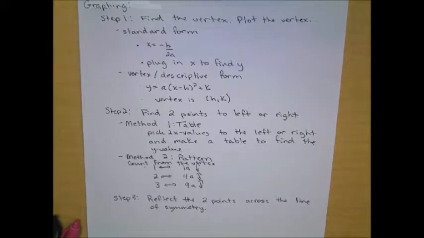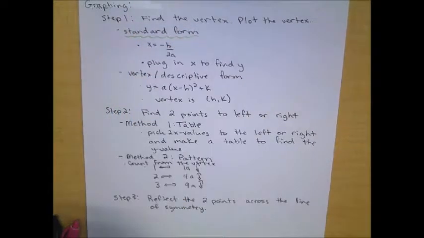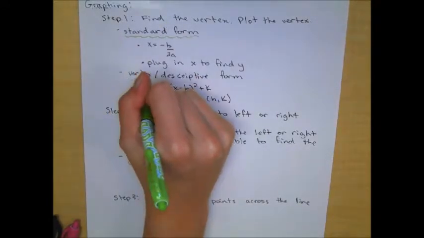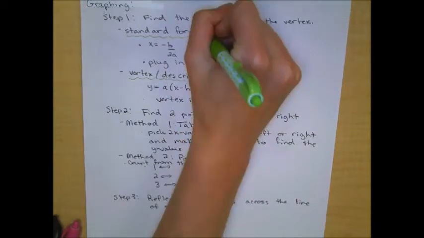The first step is to find the vertex. So that's what we do first every time. Now, there's two different ways to find the vertex depending on which form we're in. The first way is if we're in standard form, and the other way is if we're in vertex, otherwise known as descriptive form. Remember, standard form is ax squared plus bx plus c.